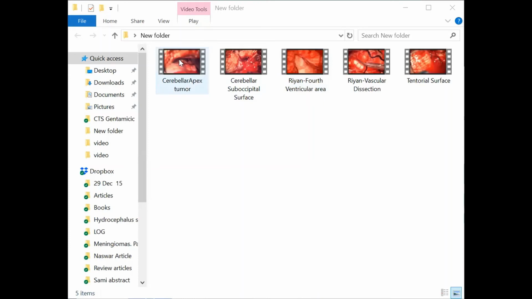So I would like to show a cerebellar apex tumor. Here I will just give you an overview of the cerebellar apex tumor. In this, we were removing a tumor that was deep down in the cerebellar apex. The most important thing about this tentorial surface is that it is attached to the cerebellar veins, and if you look at these bridging veins, they attach to this tentorial surface, and you have to take extra care of these.